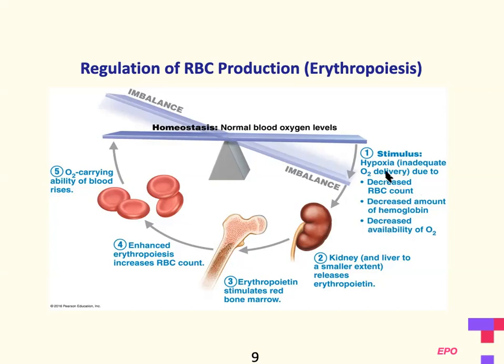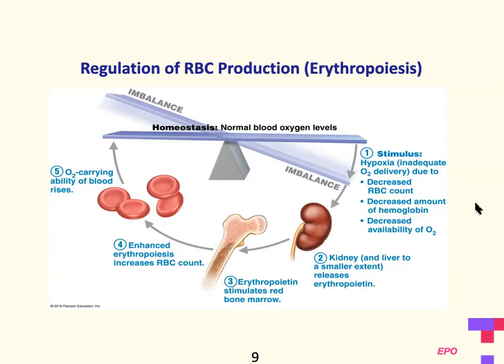So this stimulus triggers the kidney to secrete a hormone called erythropoietin. Erythropoietin is released into the blood and then goes to stimulate the red bone marrow to increase its production of red blood cells. So, increased erythropoiesis, and that will then raise the oxygen carrying capacity of our blood.